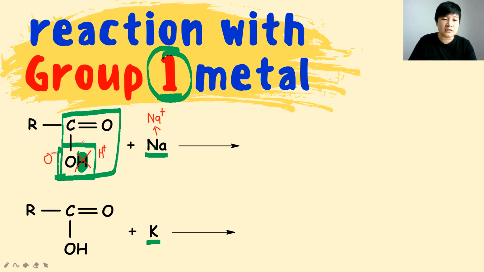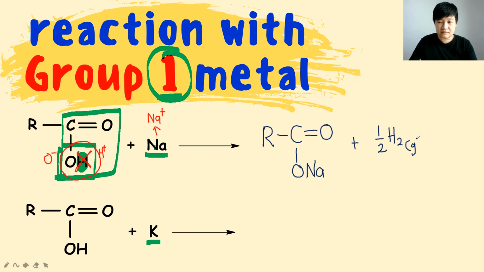So make sure you only focus on the OH in your carboxylic acid, where we will remove the hydrogen only. The O will remain there. And the rest of the thing that doesn't change shall remain unchanged. The R group will be there. The carbon double bond O shall remain unchanged. The O will be there. So what is changing? The Na will replace the H. The hydrogen will then remove as a hydrogen gas. Alright, so that is the reaction of your carboxylic acid with the group 1 metal.